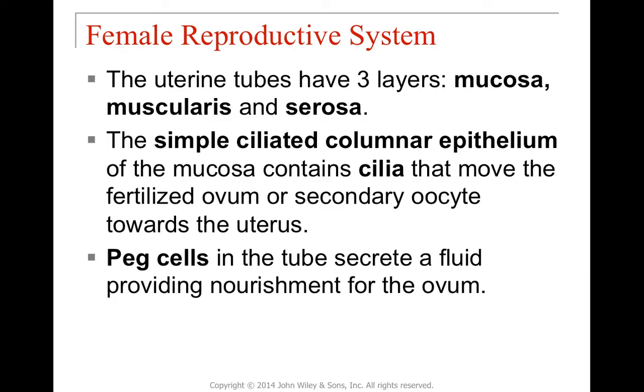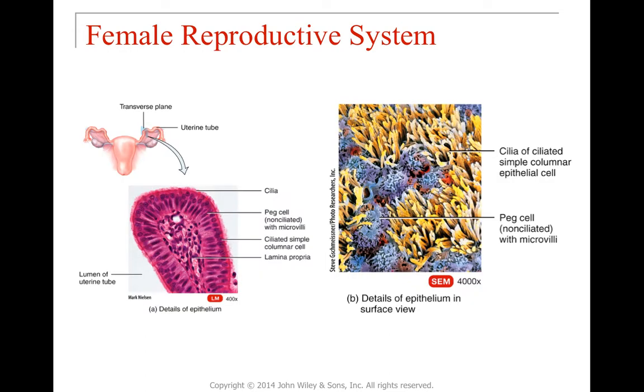So this is basically a set of tiny little fingers that are one at a time pulling this hopefully fertilized ovum down into the uterus itself until it reaches an area that's nice and cozy where it can implant itself. There are specialized cells called peg cells in this tube, and they're going to secrete specialized fluids that provide nourishment for the ovum itself.